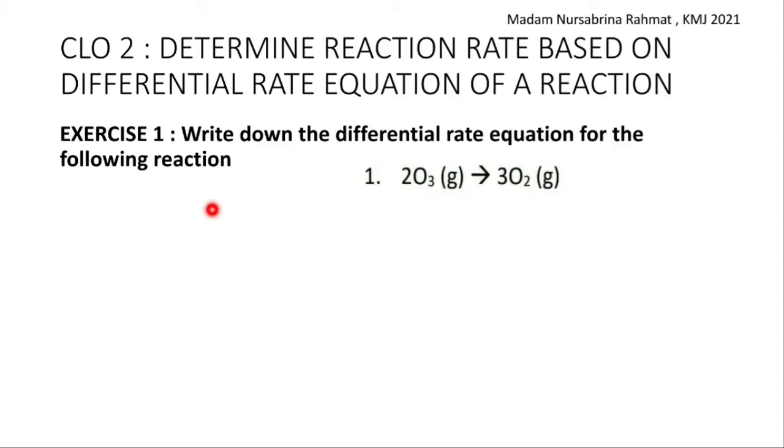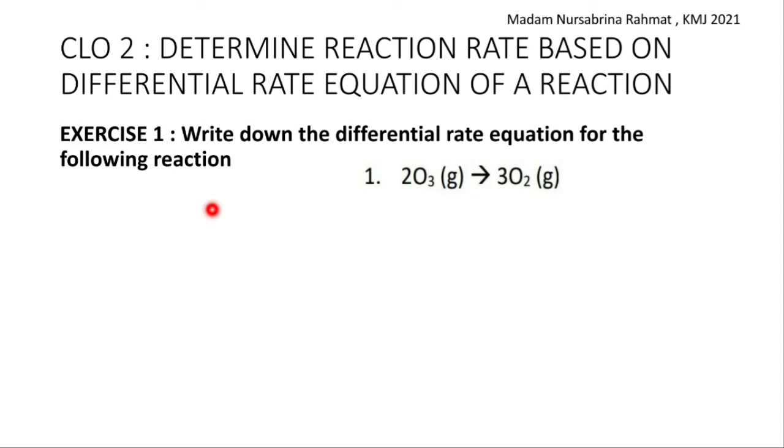The first question asks you to write down the differential rate equation for the following reaction. The differential rate equation is not a formula, but an equation which shows the relationship between the disappearance of reactants and the formation of product. It needs the stoichiometric coefficients of both reactants and products to be involved in the equation.